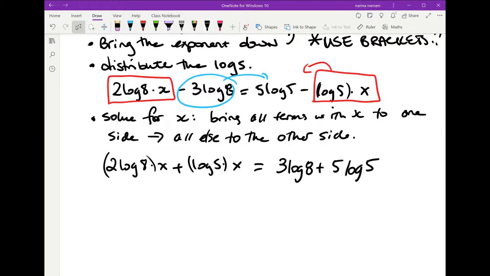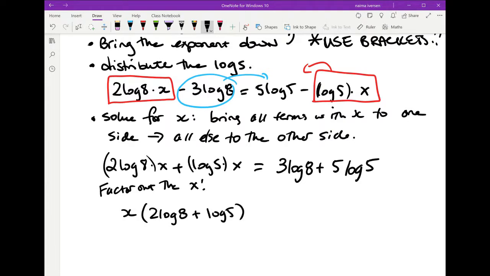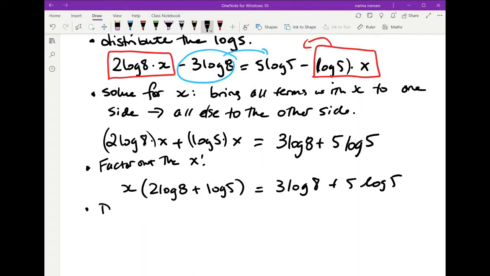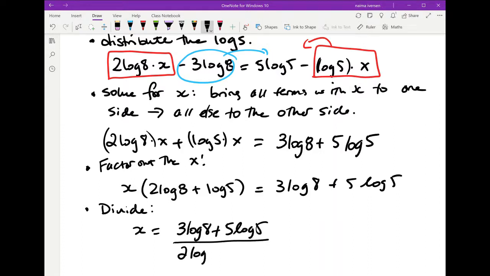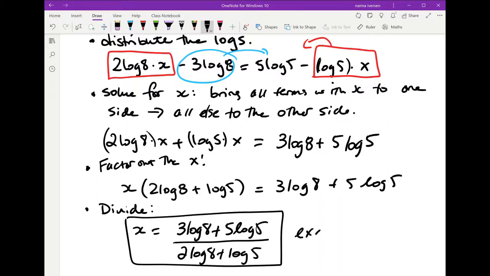Now, to collect on my x's, what we're going to do is we're going to factor out the x. And if I factor out the x, I've got 2 log 8 and then log 5 and equals 3 log 8, I'll put a little dot there, plus 5 log 5. And then I'm going to divide to be able to isolate for x. So I'm going to divide both sides by 2 log 8 plus log 5, and I'm going to get x equals 3 log 8 plus 5 log 5 divided by 2 log 8 plus log 5. This is what is referred to as your exact value.